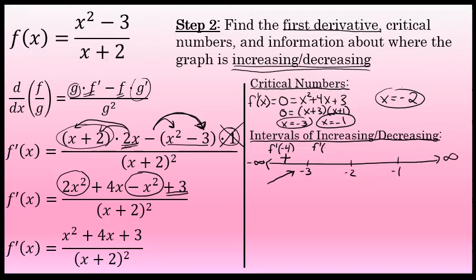Between negative 3 and negative 2, there are not any integers, but I'll choose negative 2.5. Substituting negative 2.5 into the first derivative yields a negative number, and that means that this function is decreasing between negative 3 and negative 2. Between negative 2 and negative 1, I'll choose negative 1.5 as my test value. And f prime of negative 1.5 is negative again, so the graph is also decreasing from negative 2 to negative 1.